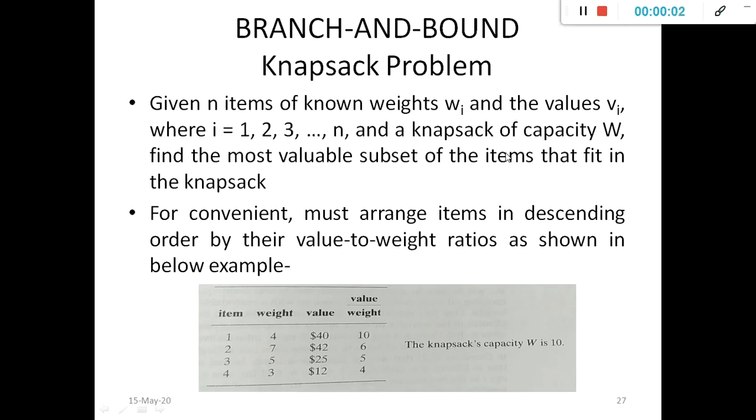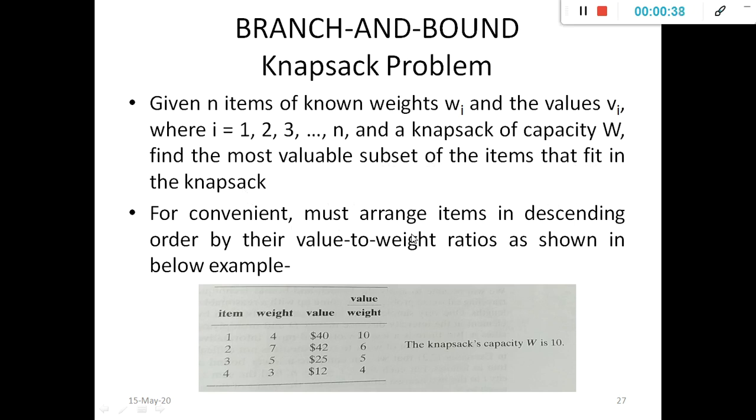Hello everyone. In this video, once again we will discuss the knapsack problem and how to solve it using the branch and bound technique. As you all know, the knapsack problem states that, given n items of known weights wi and values vi, where i is equal to 1, 2, 3 up to n, and a knapsack capacity W, find the most valuable subset of the items that fit in the knapsack.